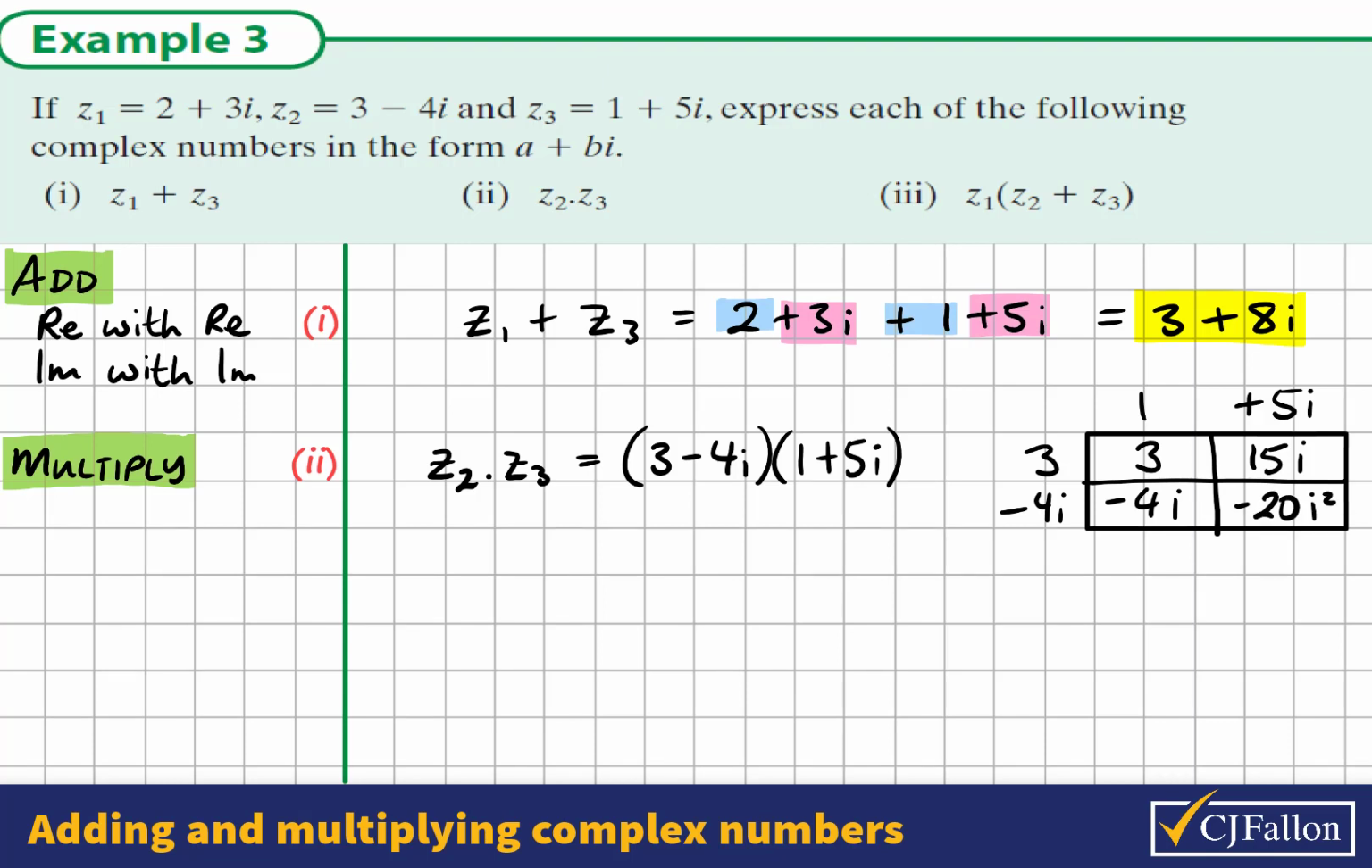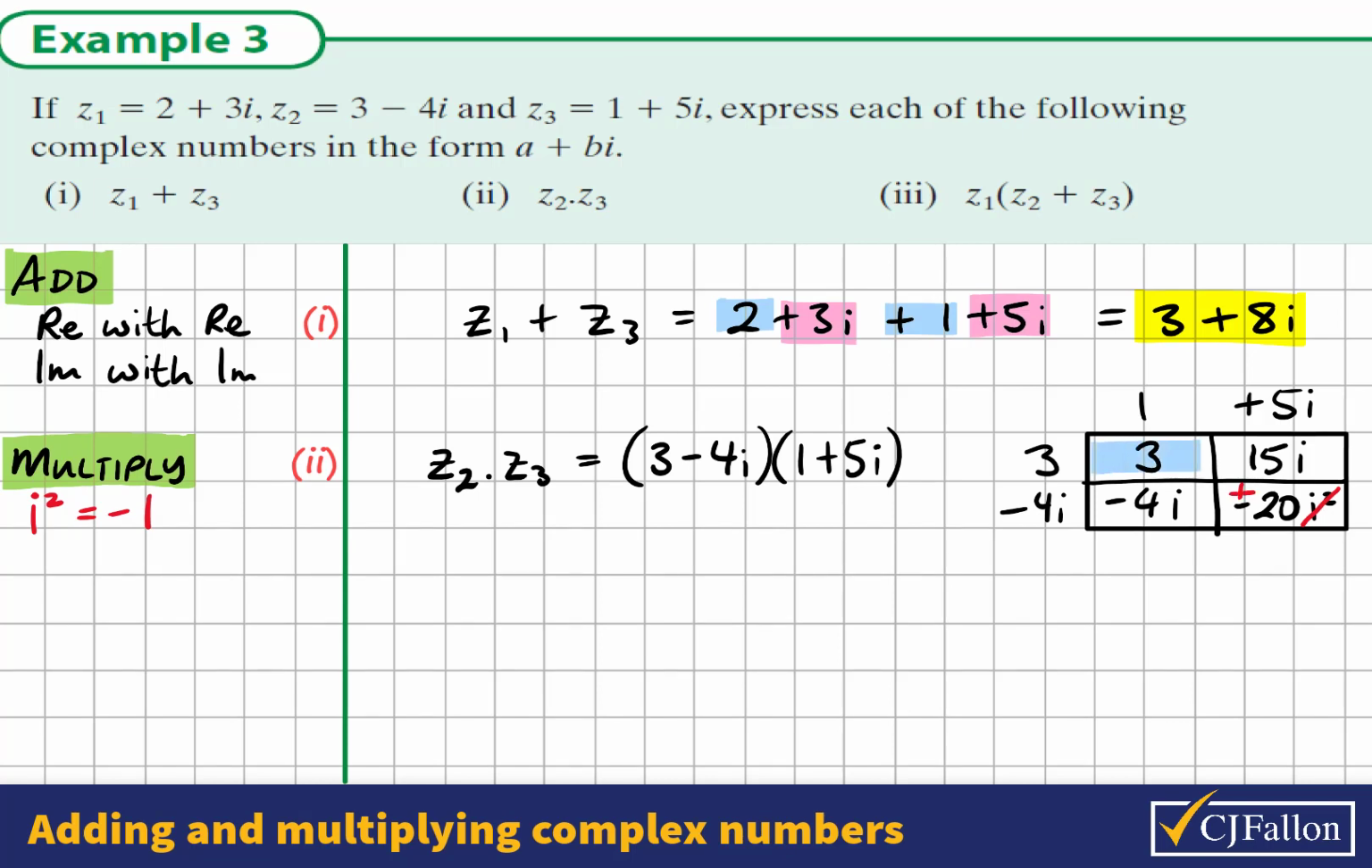Now, i squared is a really important result. i squared is equal to negative 1. So this means negative 20 multiplied by negative 1. When you multiply something by negative 1, it changes its sign. So this becomes plus 20. It becomes a real number.